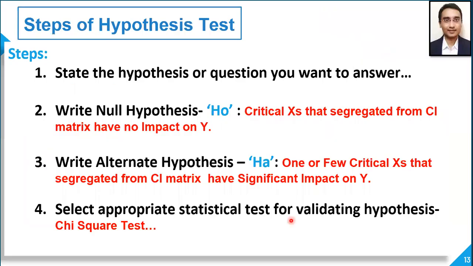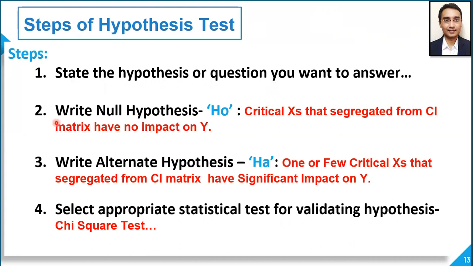Right. So once we understood how to state the hypothesis in null as well as alternate hypothesis, let's go ahead and understand how we are going to implement or execute a hypothesis test. It comes with different steps. So let's understand those steps. Steps of hypothesis test. Step number one, state the hypothesis or question you want to answer. What we really want to find out is that the given critical X's do have impact on Y. That's what we want to test, right?